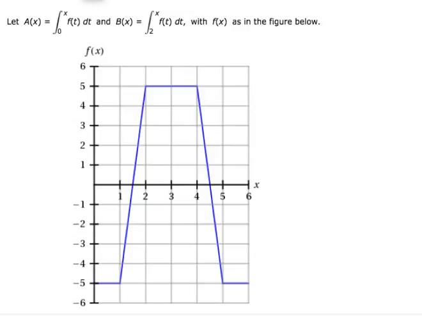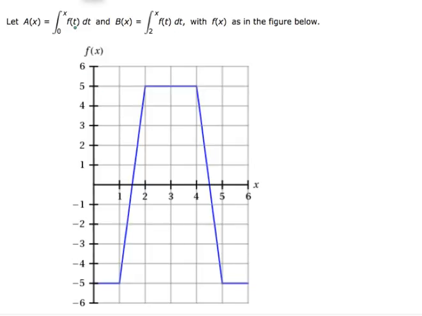All right, we have A of x defined as the integral from 0 to little x of f of t dt, and capital B of x is defined as the integral from 2 to x of f of t dt. And here's the graph of f of x. So all they've done is change the variable to t. So if you want, you could relabel it f of t, and you could call this t if that helps. Okay, so we are integrating from 0 to x in this first one.